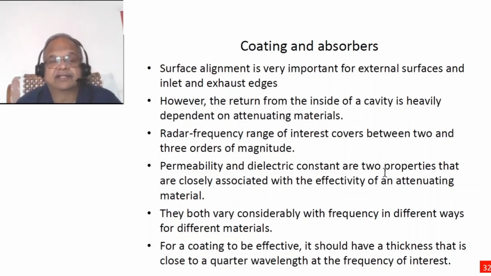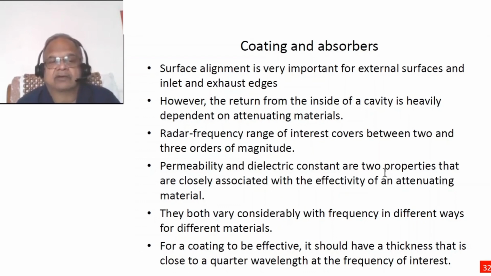This is where the challenge is posed. For a coating to be effective, it should have a thickness that is close to the quarter wavelength of the frequency of interest. Now, if you know exactly the enemy's radar frequency, then you can design your coating to be around the quarter wavelength. But as indicated earlier, the radar frequency range is wide, 2 to 3 orders of magnitude, and this is a challenge one needs to attend to.